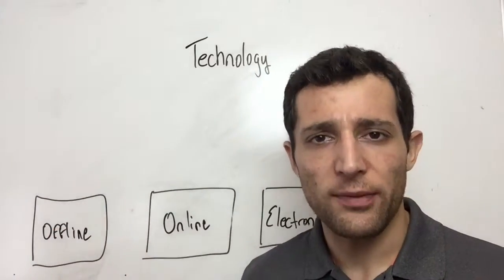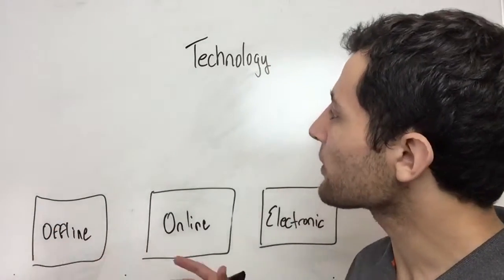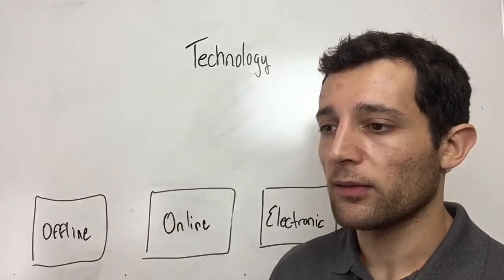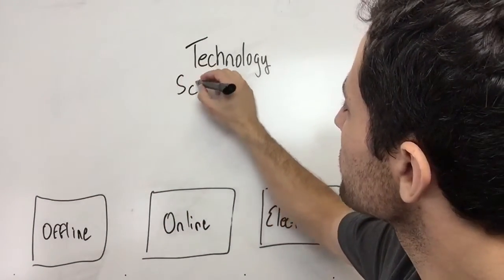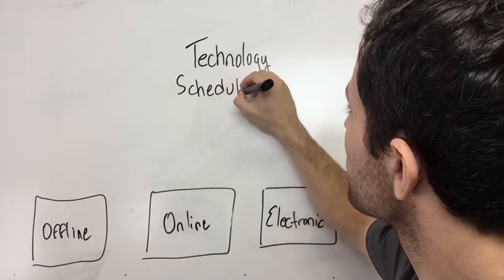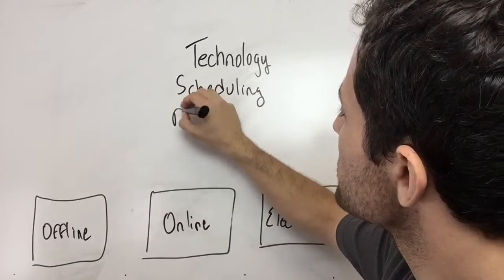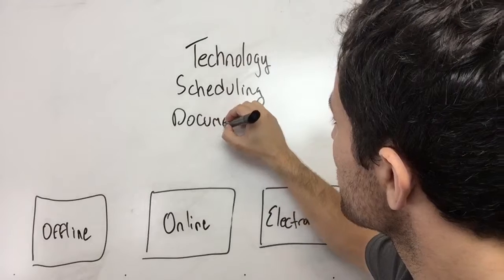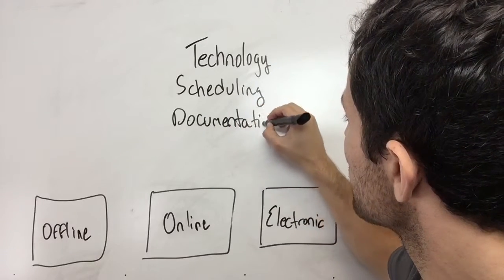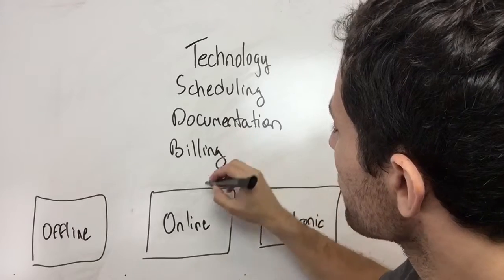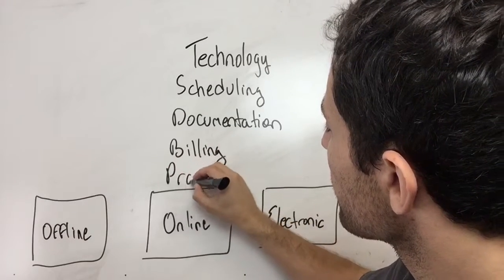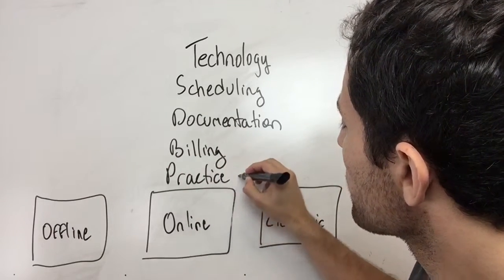When we talk about offline things, we'll break these things down really into four categories. We'll talk about scheduling, documentation, and we'll talk about billing. And finally, we'll talk about practice management.